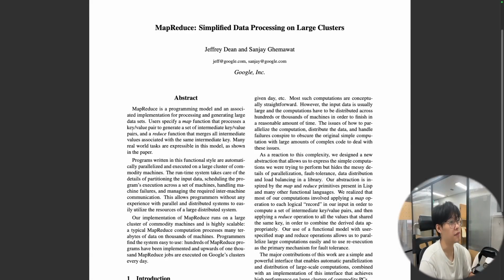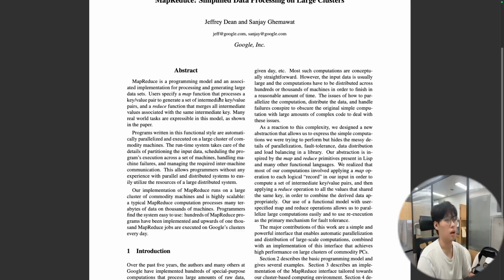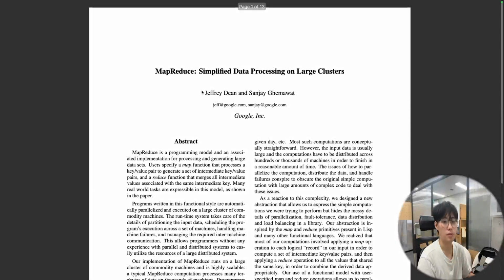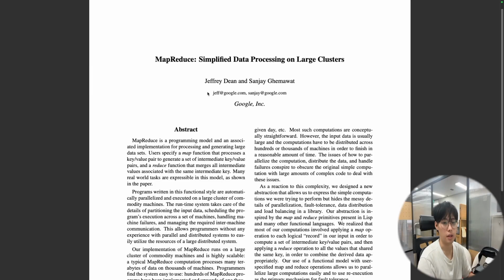So hi guys. Today I'm just gonna talk about what I learned today. I read this research paper called MapReduce: Simplified Data Processing on Large Clusters. I only read about the third page of it, but still, I'm just gonna try my best to explain.